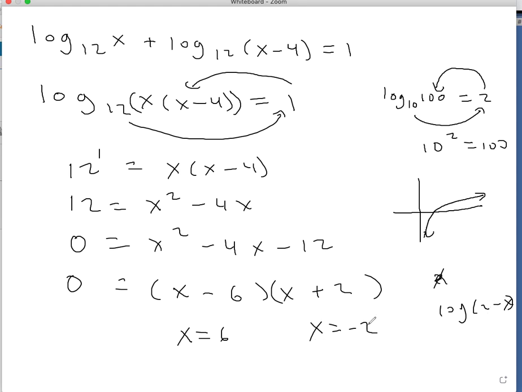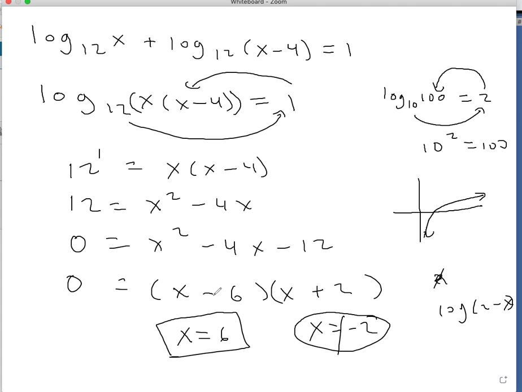So it's not necessarily that the number can't be negative, it's that when you substitute it back into the original equation, you can't be taking the log of a negative number. So this negative 2 is out because that makes either of those arguments negative. 6, you can take the log of 6. 6 minus 4 is still 2, so that's still big enough. So that one is your one solution.